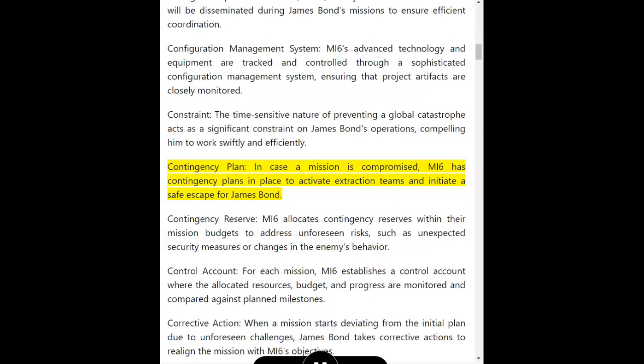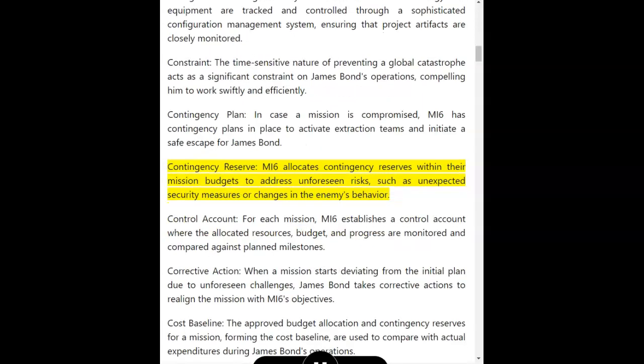Contingency Plan. In case a mission is compromised, MI6 has contingency plans in place to activate extraction teams and initiate a safe escape for James Bond. Contingency Reserve. MI6 allocates contingency reserves within their mission budgets to address unforeseen risks, such as unexpected security measures or changes in the enemy's behavior.